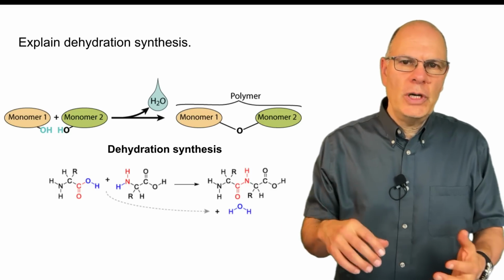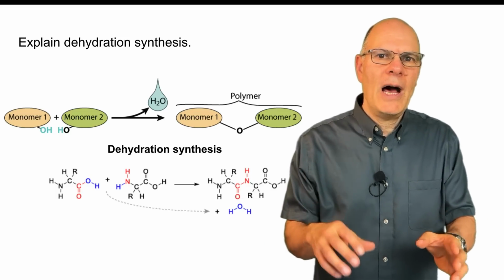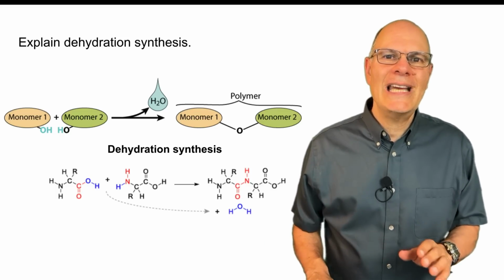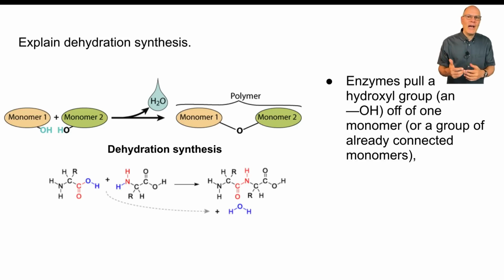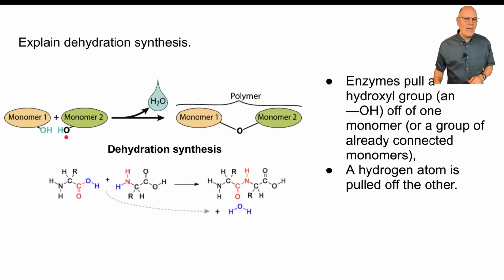How do you put monomers together to make polymers? It's a process that's called dehydration synthesis. Everything in biology is run by enzymes, as we'll see in Unit 3. And what enzymes do is they pull a hydroxyl group off one monomer, and it pulls a hydrogen off the other one. So here's the hydroxyl, here's the hydrogen. That water is pulled out, right? Because this is H2O, the water gets removed, and that creates a bond that's right over here.